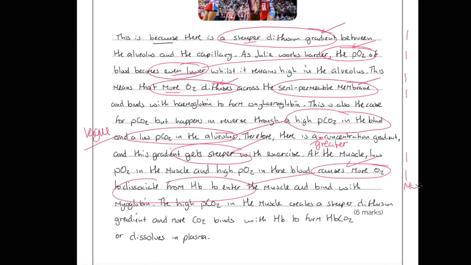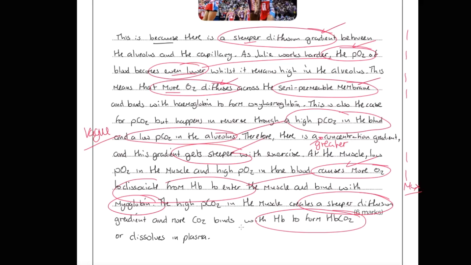Now I'm in there with my maxes, and bind with myoglobin. I probably get a mark for mentioning myoglobin in the muscle. The high PCO2 in the muscle creates a steeper gradient. I've already got my max, but I would have got that. And more CO2 binds with Hb to form HbCO2, or carbaminohaemoglobin, or dissolves in plasma.